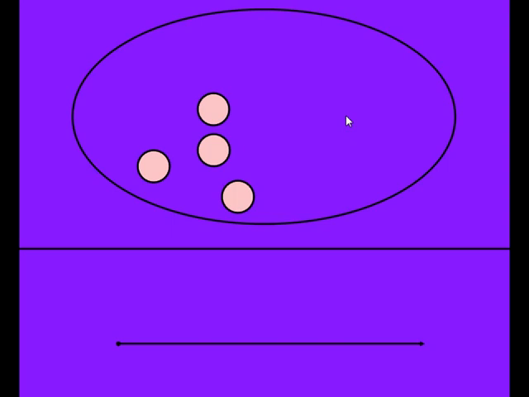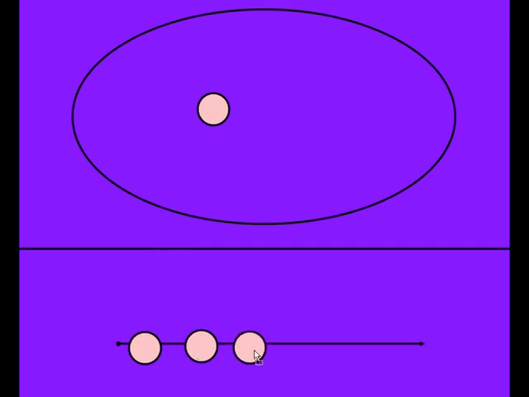S, a, t. 3 sounds. So we need 3 bingo chips. S, a, t. And then you have them take their finger underneath and move it from left to right, sat. It is very important to bring those phonemes back together and say the whole word before you move on.